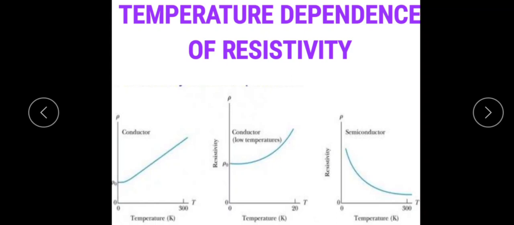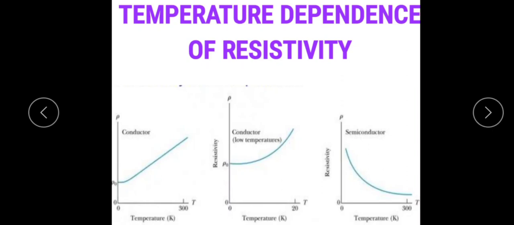For alloys such as nickel, manganese, constantan, the graph is shown. So in the first figure, it will be like this. But for semiconductors like carbon, germanium, silicon, the density of electrons n increases with increase in temperature, but the relaxation time tau decreases in the semiconductor case.